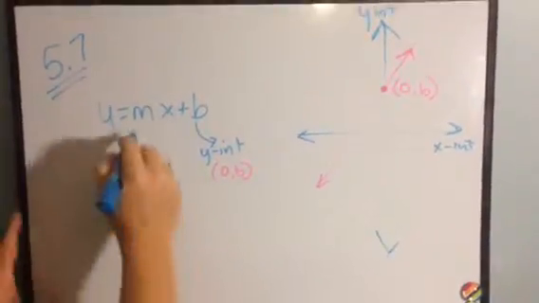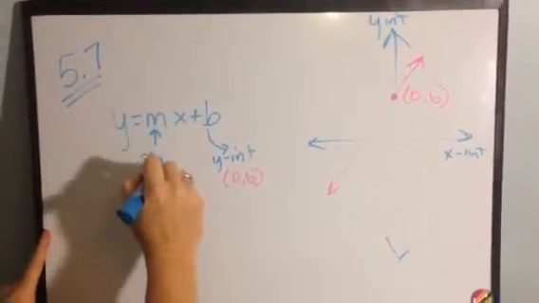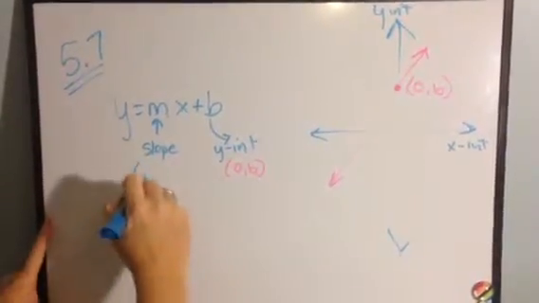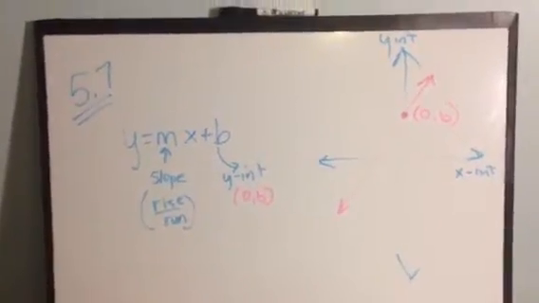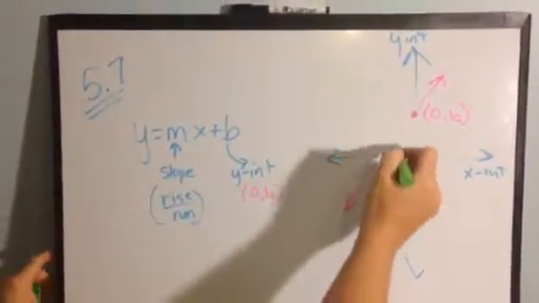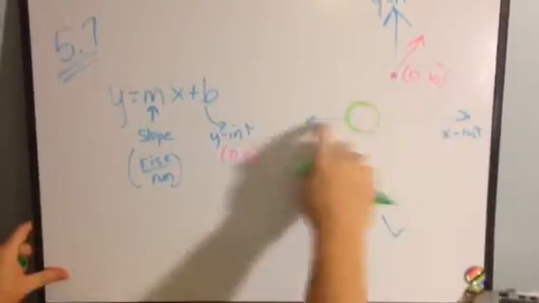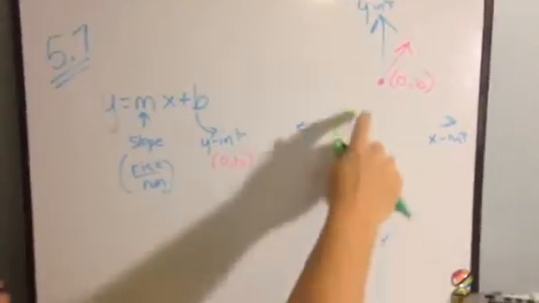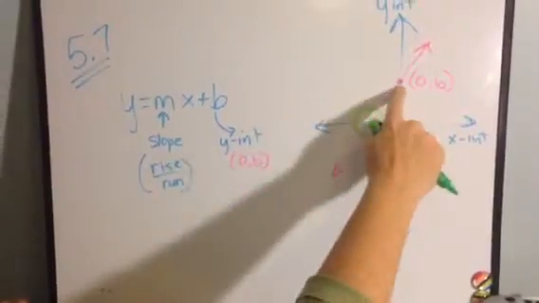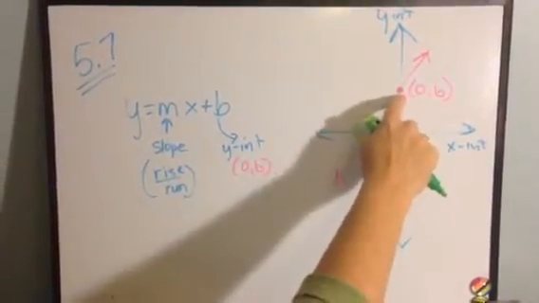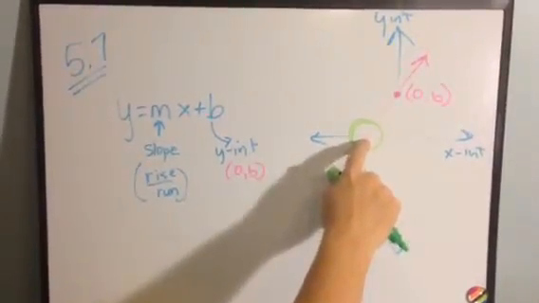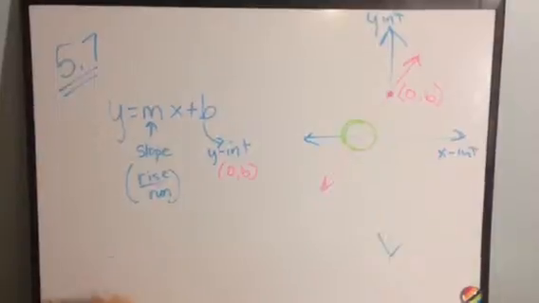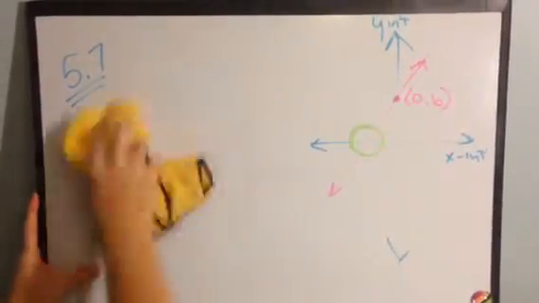Now remember, this m represents my slope. And slope we measure in rise over run. That's the steepness of the line. What we haven't talked about yet is this point here, where my line crosses my x-axis. What do we call that? Well, if where the line crosses my y-axis is my y-intercept, this point will be called my x-intercept, where the line crosses my x-axis. So let's talk about how we can find that if we're given a linear equation.